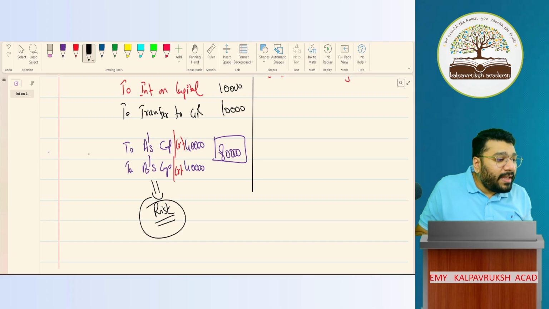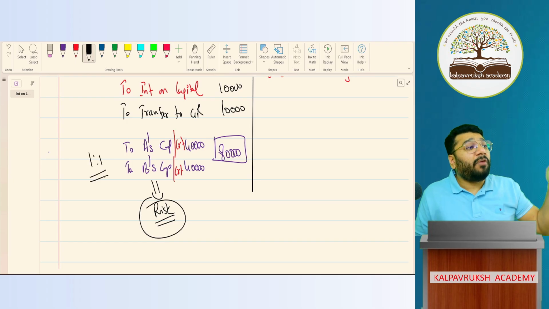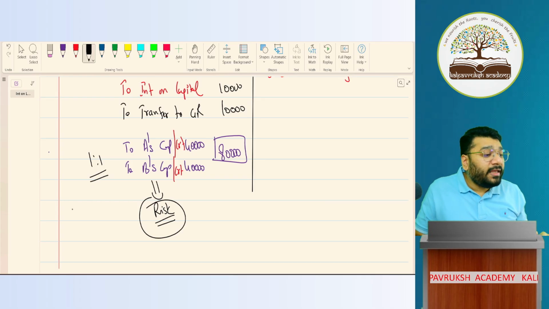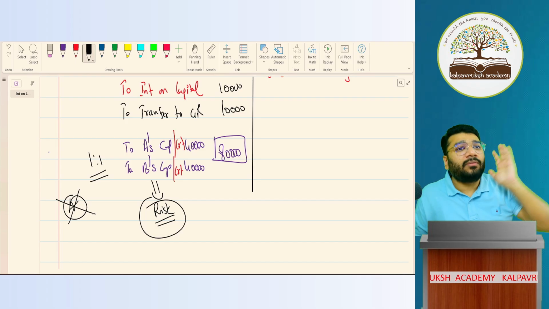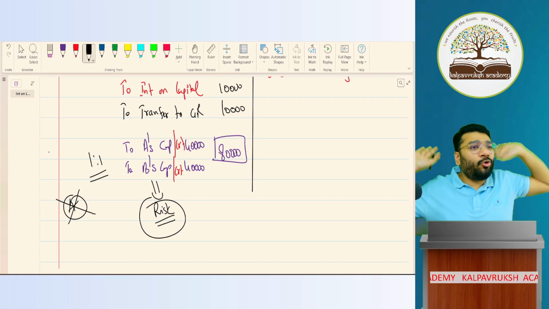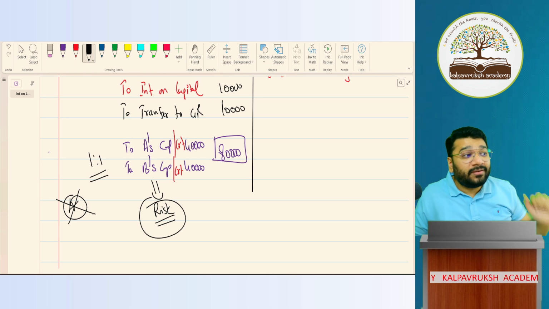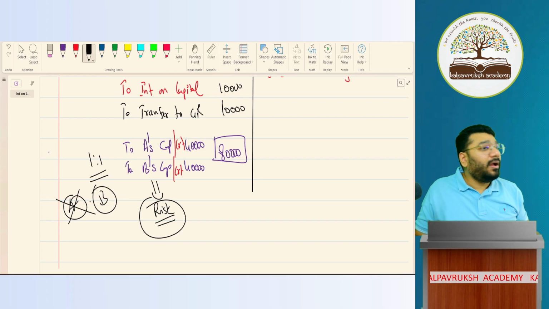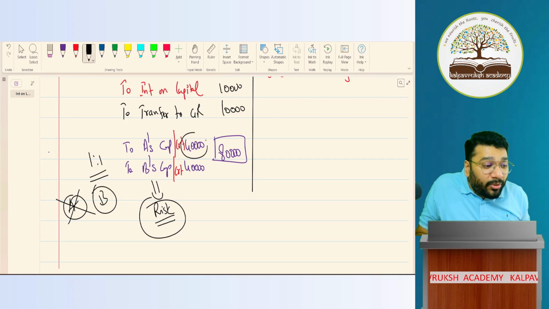So here A and B are taking the risk equally. So profit share is equal. Now, A is not working at all. He's sitting at home and chilling. He gave money and left. Who's doing all the hard work? B is doing all the hard work. At the end of the day, both are getting same profit 40-40.